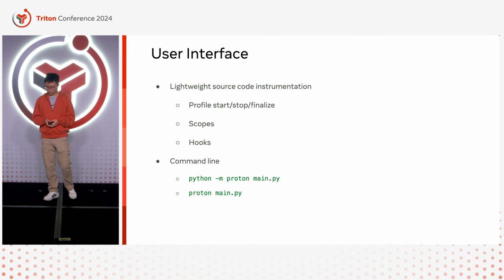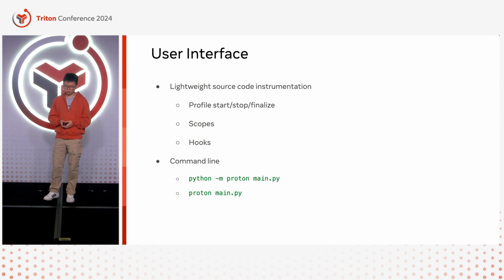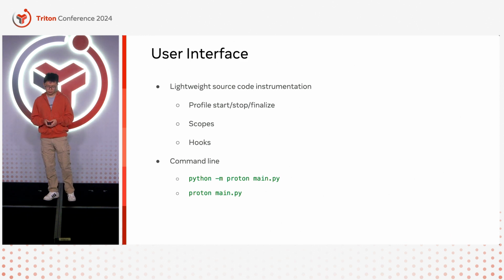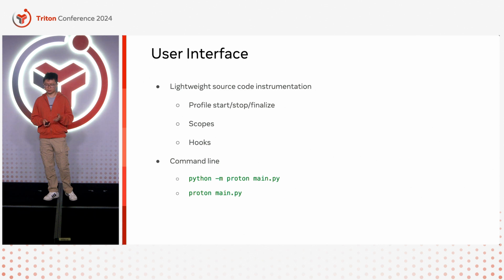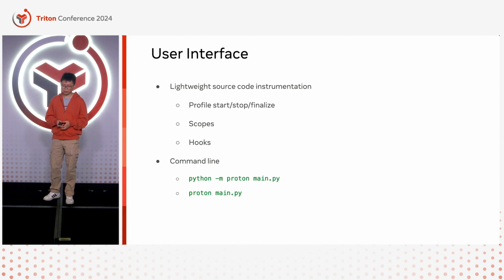Next, I'm going to dive into the detailed usage of Proton's interface. Like I mentioned, it has two major interfaces, including the instrumentation-based interface and the command line interface. Using the command line interface, the usage is quite straightforward. We can either prepend Proton before your Python script or invoke it as a Python module. But what makes it a bit more complicated is the instrumentation-based interface, which is our focus in this tutorial.